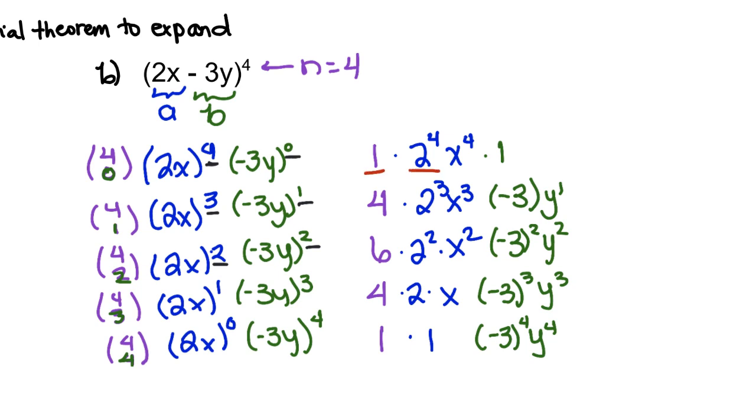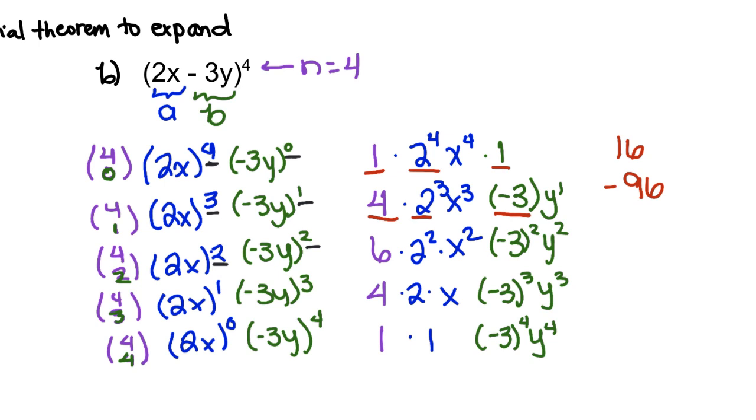So I can do 1 times 2 to the fourth times 1. So that's going to be 16. Then I can type 4, 2 cubed, negative 3. So that's going to be negative 96. So if I did that on the calculator, I could do 4 times 2 cubed times negative 3 to the first. No, I didn't need to put it to the first, but I'm going to show you what happens.